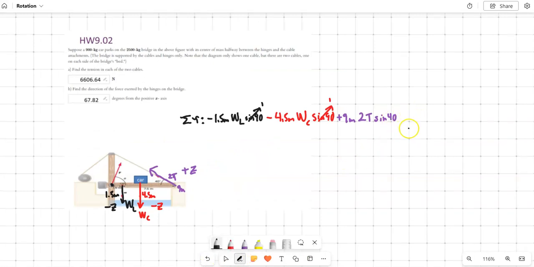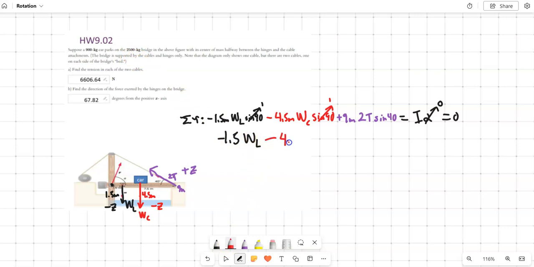So over here, again, I times alpha is going to be equal to 0. So multiplying this out, all this is just going to be negative 1.5 times whatever weight that they give you. For me, the bridge is 2,500 kilograms. For you, it's probably going to be a different value, but you'll just put your value in here.